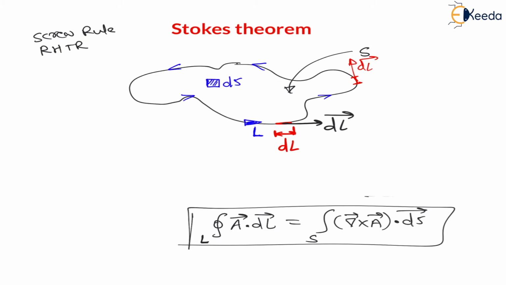Right hand thumb rule I cannot explain in this class. A physical class is required to explain it, because you have to show the hand movement and thumb movement, but the screw rule you can easily understand. You have a water bottle, now try to open it. To open the water bottle you have to rotate the cap in anti-clockwise direction. Therefore, if this surface is rotating anti-clockwise, this will come outward, and for clockwise direction it will go downward.